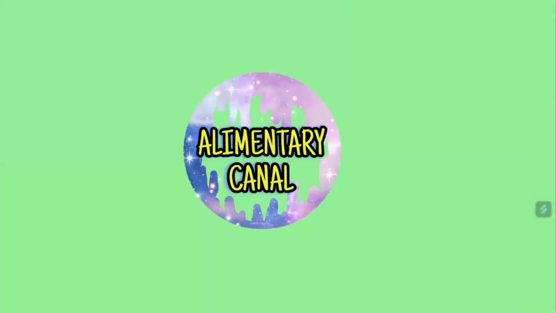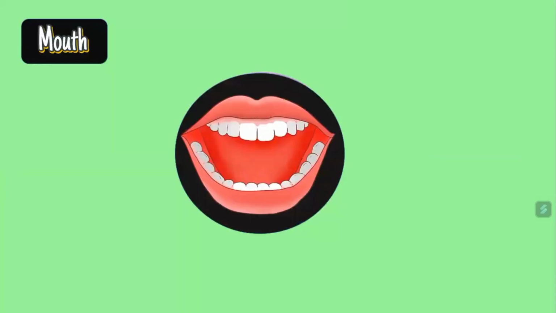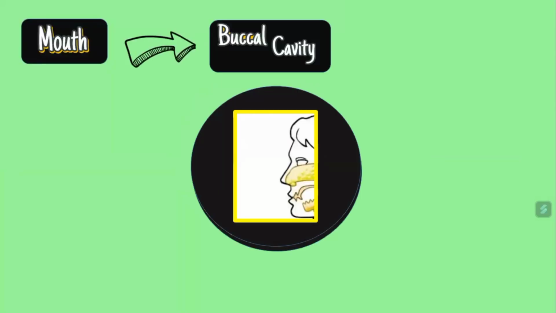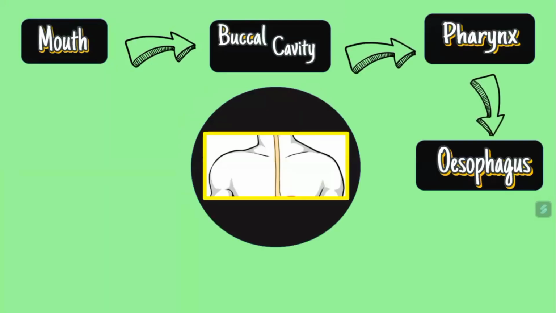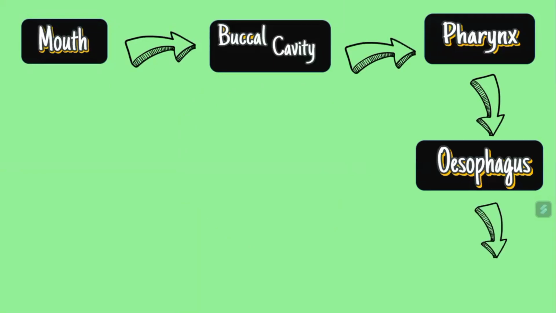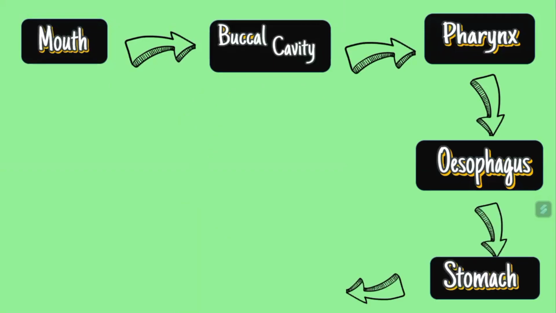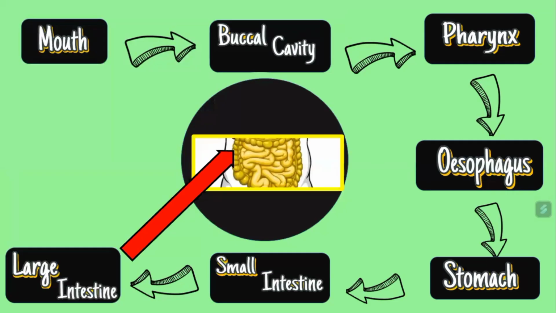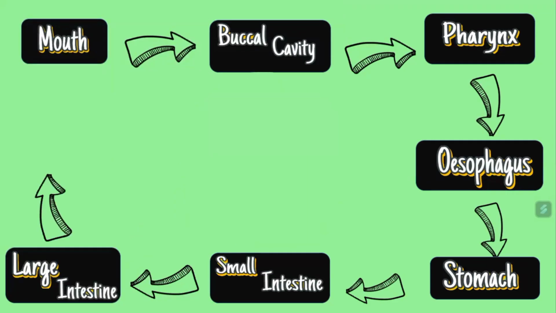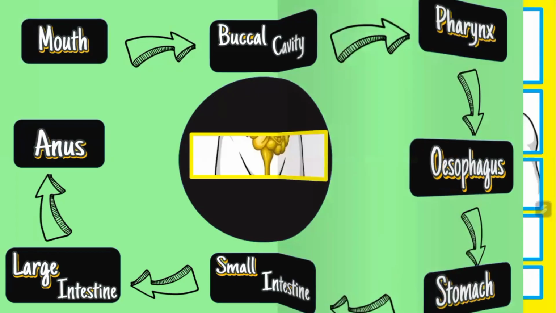Alimentary canal. Let's begin by studying each of the following components of the alimentary canal in a sequential manner. It starts with the mouth, which leads to the buccal cavity. Buccal cavity leads to the pharynx. Pharynx leads to the esophagus. Esophagus leads to the stomach. Stomach leads to the small intestine. Small intestine opens into the large intestine, and the large intestine finally opens into the anus.